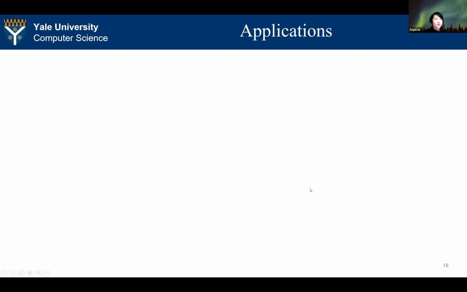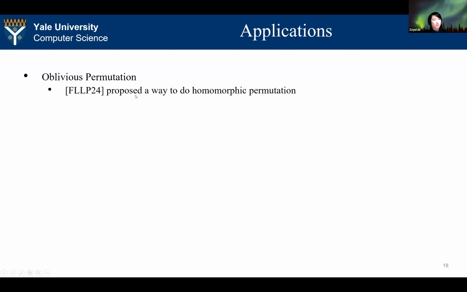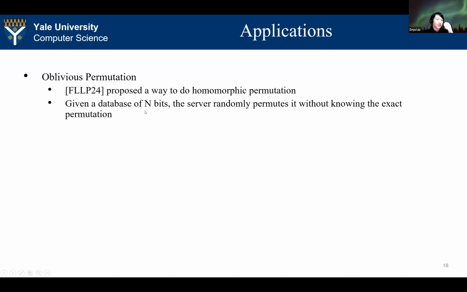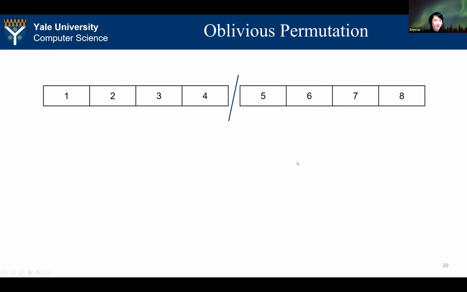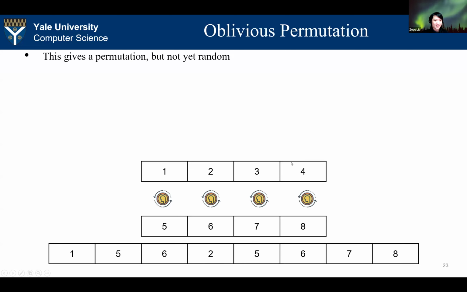As promised, I will mention some applications very quickly because the time is limited. What we can do is something called oblivious permutation. In this work, they propose a way to do homomorphic permutation. It basically means that given a database of n entries, the server will randomly permute it without knowing the exact permutation. This is done via a Thorp shuffle, using some random bits encrypted under FHE. I will not talk about what the Thorp shuffle is. If you want to follow, you can take a look at this animation.